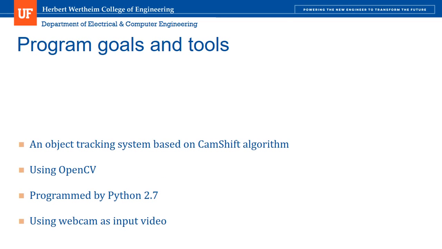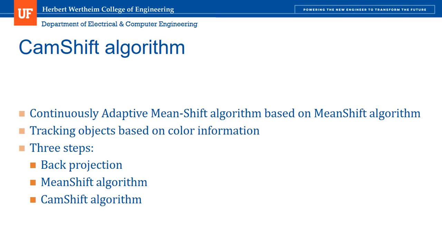In this program, I present an object tracking program for real-time video from webcam based on CamShift algorithm, using Python and OpenCV. Let me introduce the CamShift algorithm first. The CamShift algorithm uses color information to track the object. This algorithm consists of three steps: the back projection, the mean shift algorithm, and the CamShift algorithm.